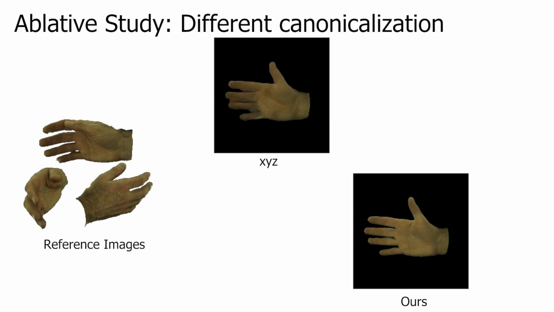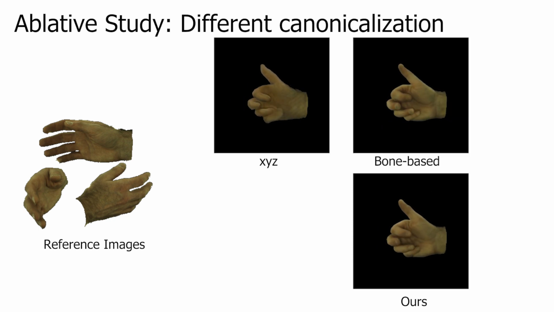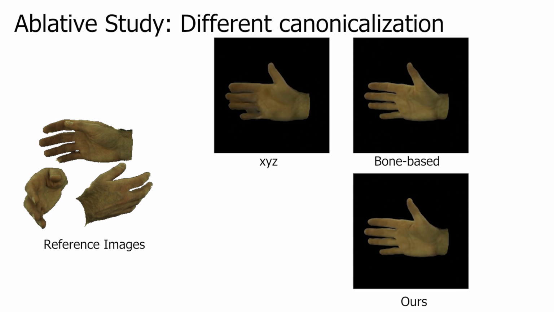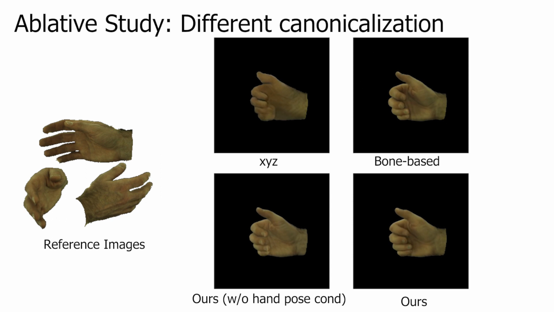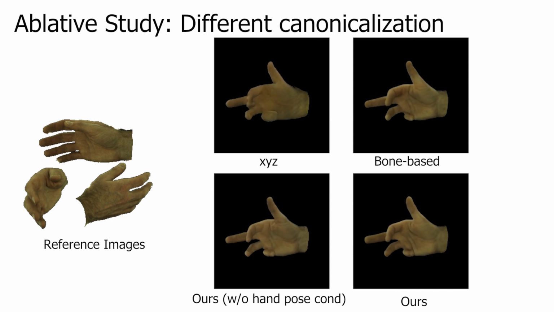Here we examine different means of conditioning and representing the canonical space. Naively conditioning the MLP on the hand pose leads to blurry results. While a per bone canonicalization improves results, the rendering speed is not as fast as our method. We also note removing hand pose parameter conditioning leads to loss in hand pose dependent effects like shadows and wrinkles.